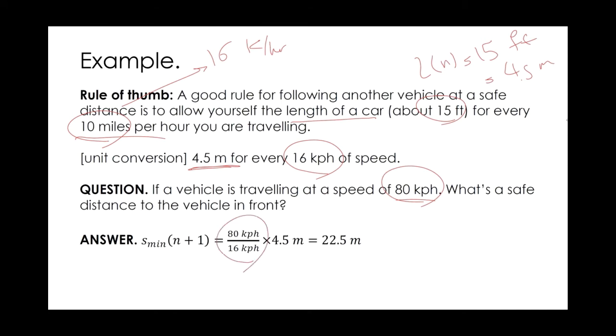So we want to know how many of 16. So we do 80 divided by 16 and multiply by 4.5, because for every 16 kilometer per hour, there should be a safety distance of 4.5 meter. So now that we're going with 80 kilometer per hour, we want to see how much distance we should keep, and that would be simply 80 divided by 16 multiplied by 4.5 meter, which gives me a safety distance of 22.5. Okay, so that would be S-min, right?